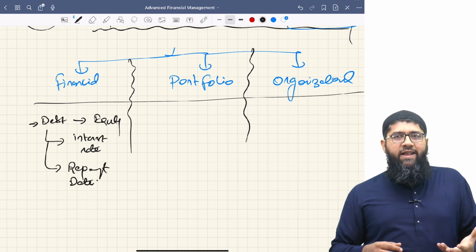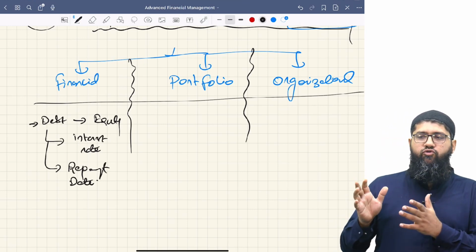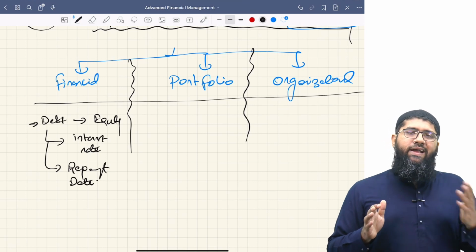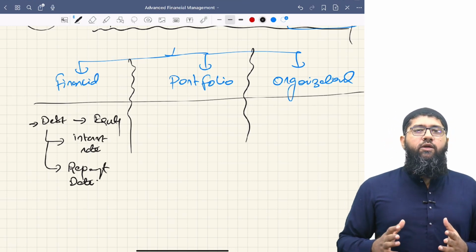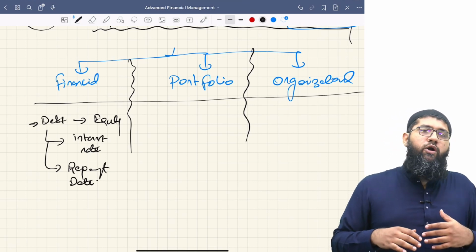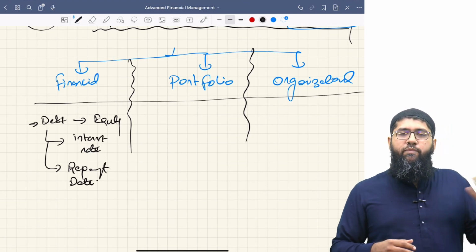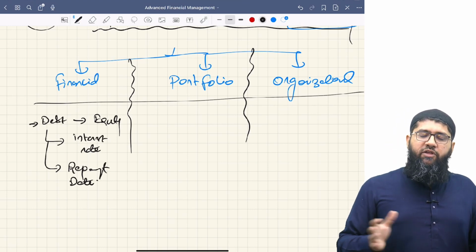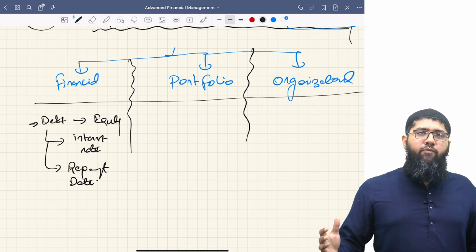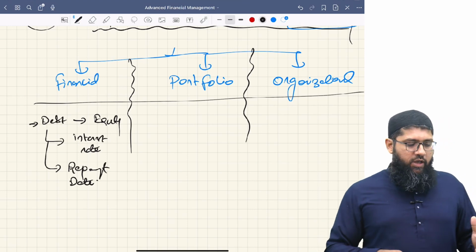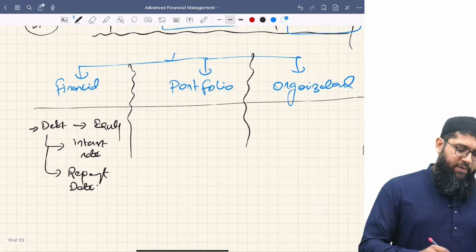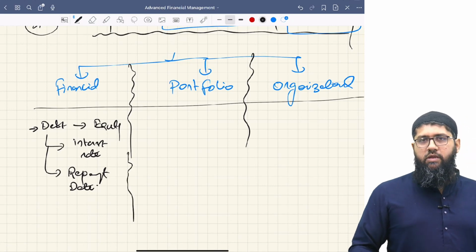Maybe with respect to the debts, you may have got long-term loans. You might convert some long-term loans into short-term loans. Maybe you just have got loans. You might want to issue some bonds. The bonds could be of different types, convertible, zero coupon, different types of bonds that you could go for as an entity. So this is what we would be discussing with respect to financial reconstruction.